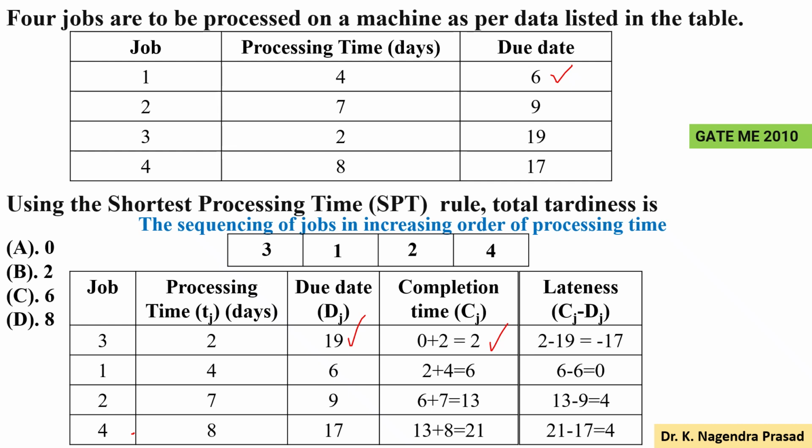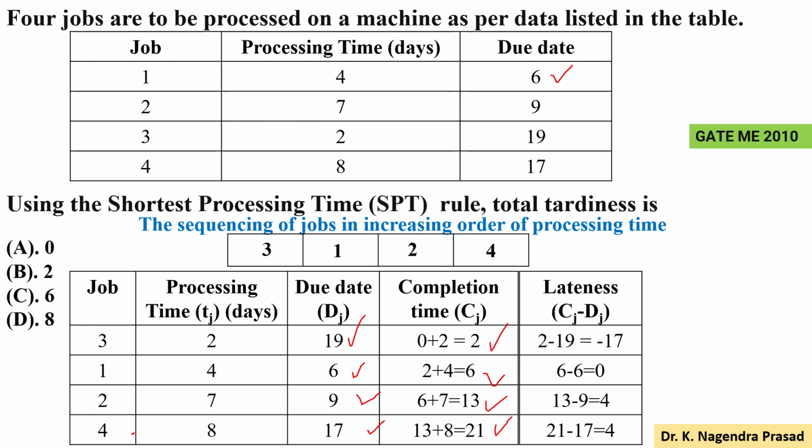Next, for job 1, 6 minus 6, which is 0. And next, for job 2, 13 minus 9, which is equal to 4. And next, for job 4, 21 minus 17, which is equal to 4.